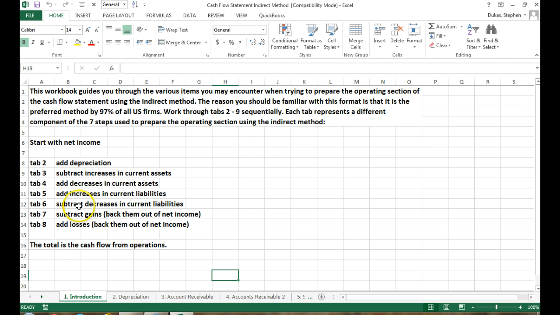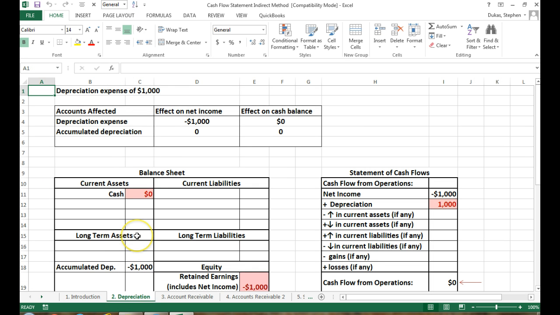The problem with the indirect method is in the operating section of the cash flow statement. There are a few items that need to be adjusted. The indirect method begins with net income and then adjusts the total net income to reflect cash flow. Probably the easiest of these adjustments to understand is depreciation, which is in tab 2.